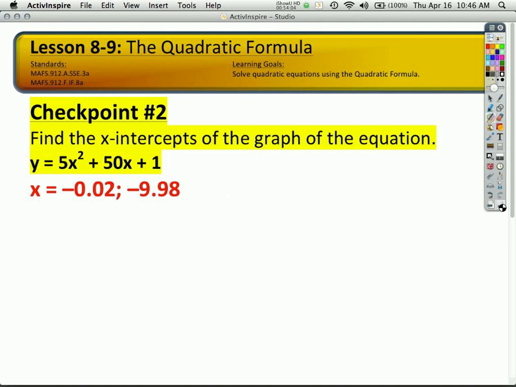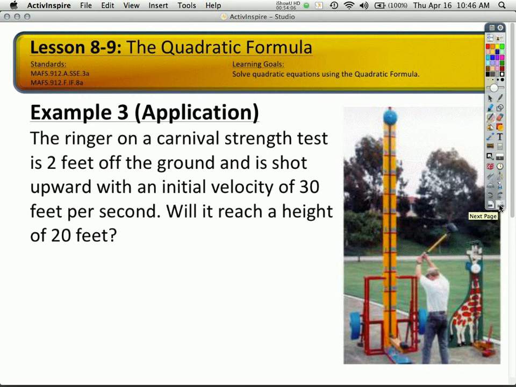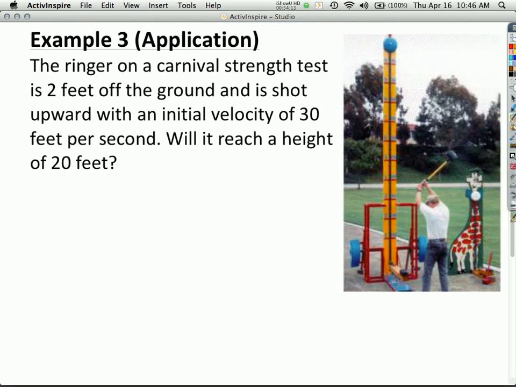All right. So now, application. So you do not need to copy the text of the question. You need to read the question, but you do need to draw the picture. Okay. Don't write the text of the question, just read it. And don't draw the picture, just look at it. And then let's work through this together.